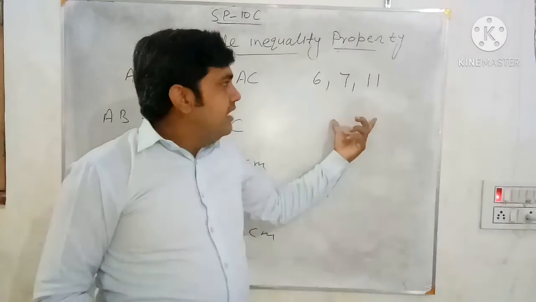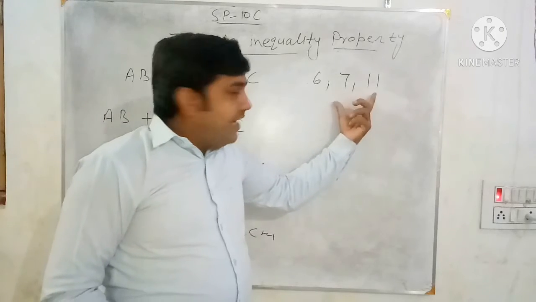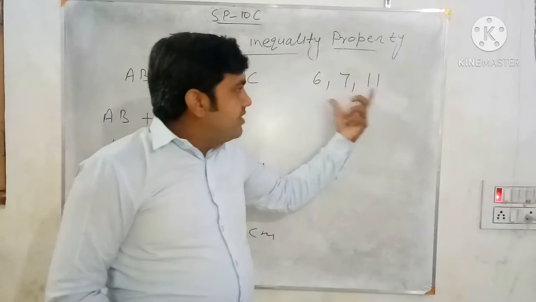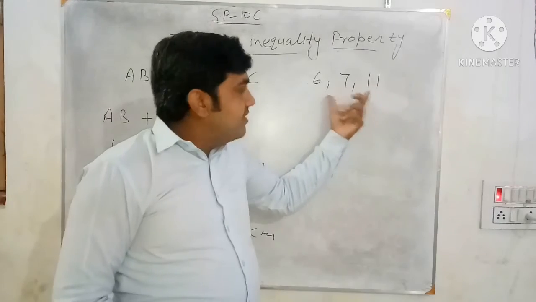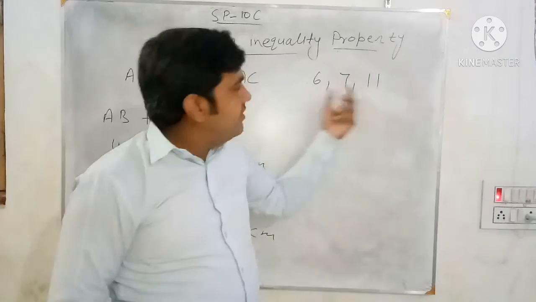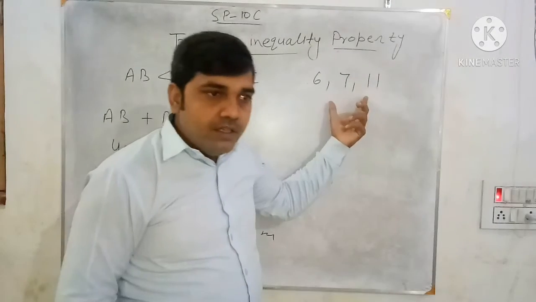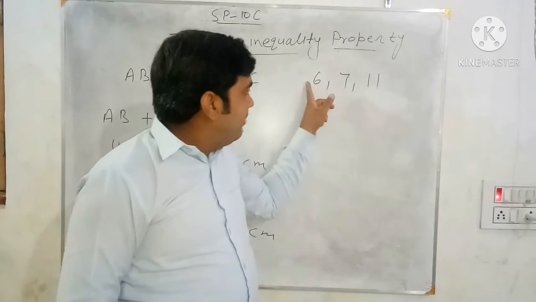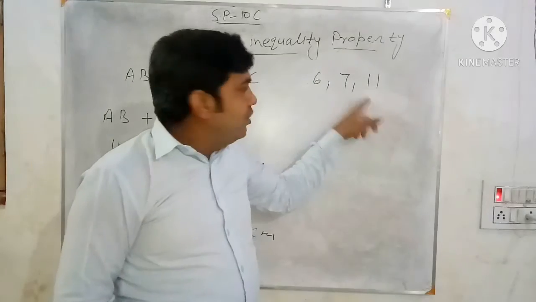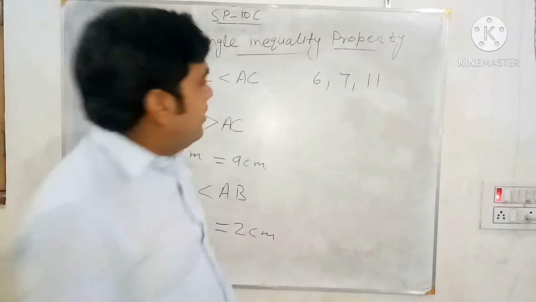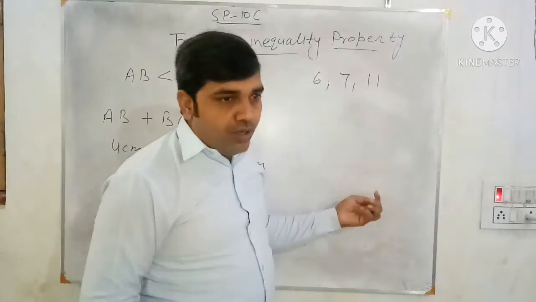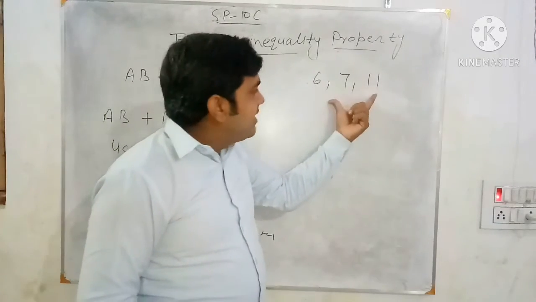Now the question is, can these measurements be the sides of a triangle? By the given measurements, can you draw the triangle? So we have to check it. We have to test whether the triangle can be drawn or not with the given measurements.